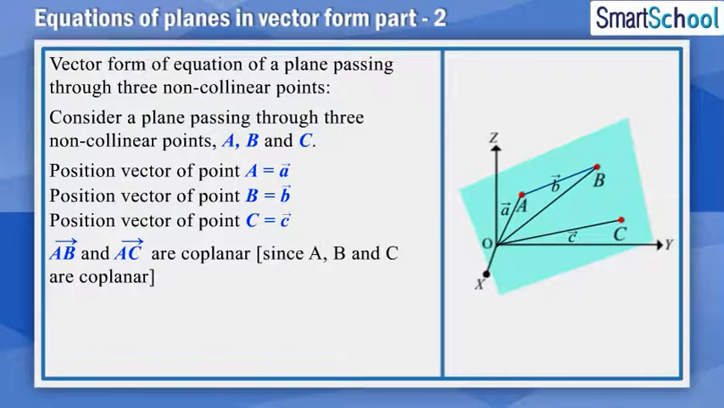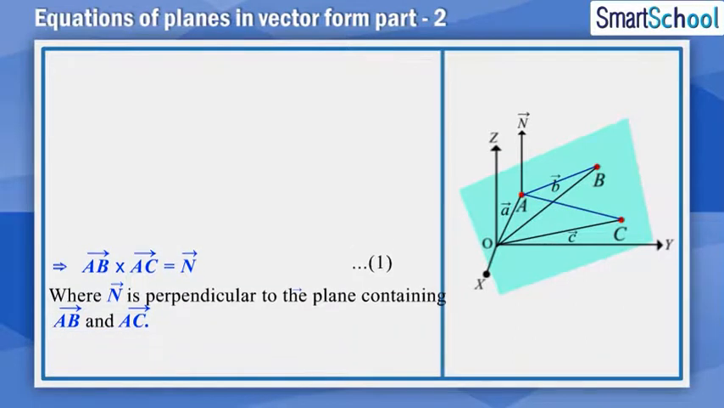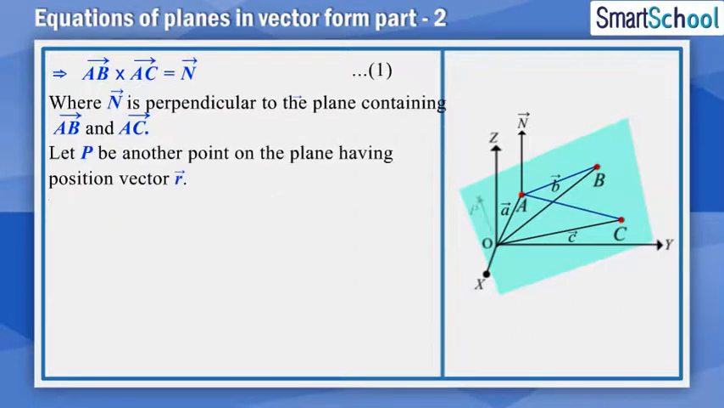Thus, vectors AB and AC lie in the same plane. Thus, the cross product of vectors AB and AC is equal to vector n, which is perpendicular to the plane containing vectors AB and AC. Let this be equation 1. Let P be another point on the plane having position vector r.